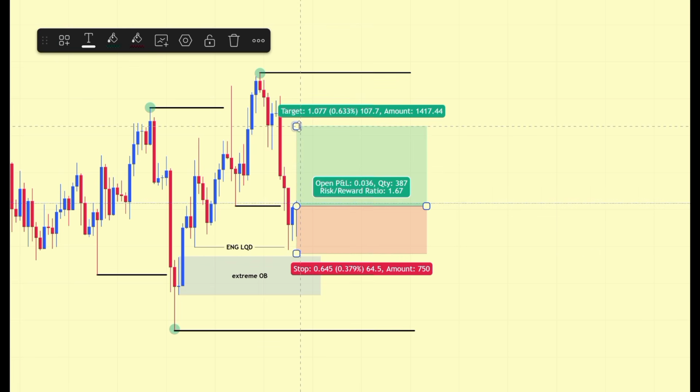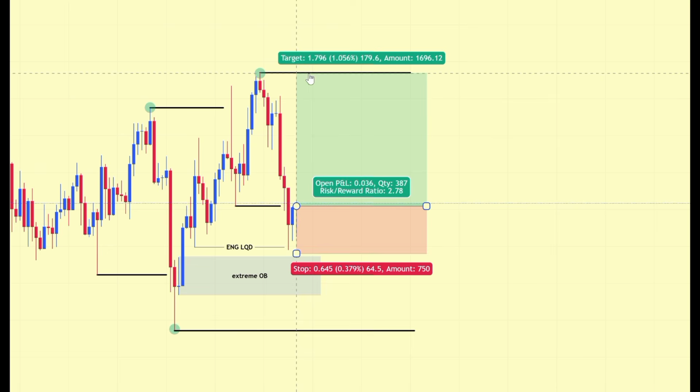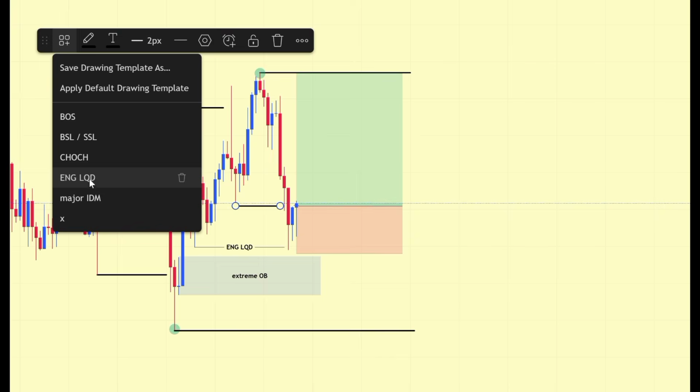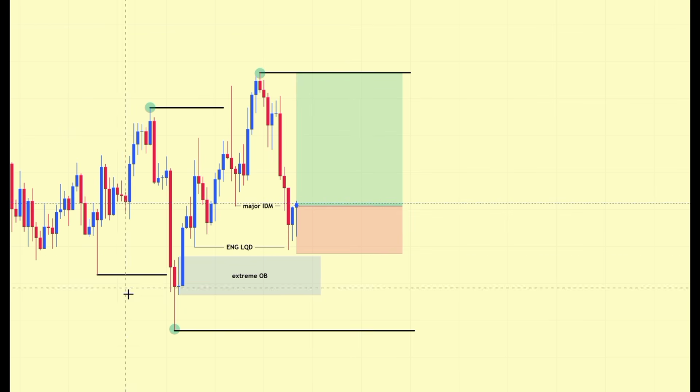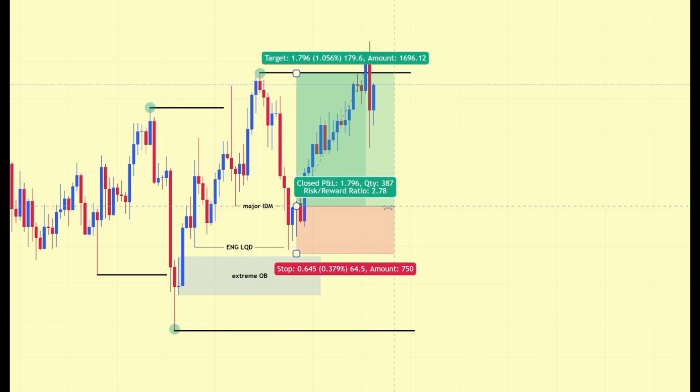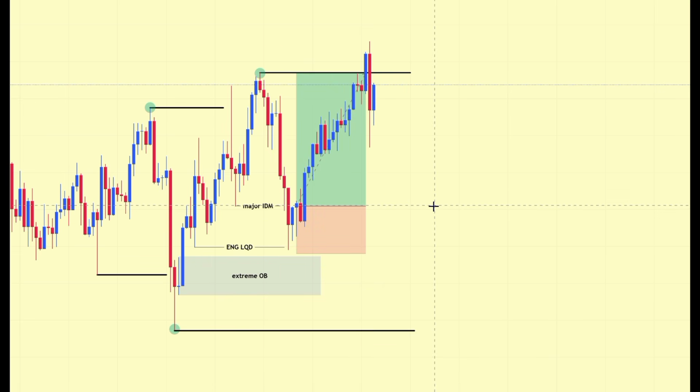I mean, all the way towards the external liquidity, because this engineering liquidity is a core liquidity, just like the inducement. You can clearly see this one here is our major inducement. And just like the major inducement, the engineering liquidity is also a core liquidity. Once price has taken it out, it can actually reverse without mitigating the extreme order block. If I run price exactly right here, we can clearly see that price gave that, and price made it out to the external liquidity without mitigating the extreme order block.